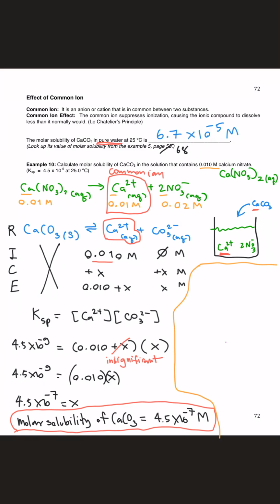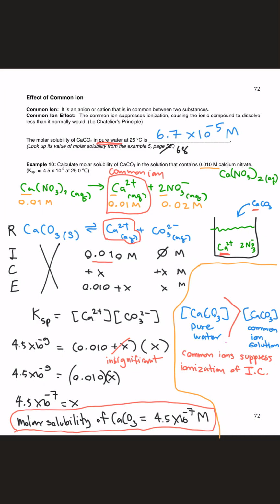Next, let's compare the molar solubility of calcium carbonate in pure water versus in the common ion solution. You can see that the calcium carbonate can dissolve more in pure water than in the common ion solution. And we can conclude that the common ion suppresses the ionization of the ionic compound, causing the ionic compound to dissolve less than it normally would in pure water.